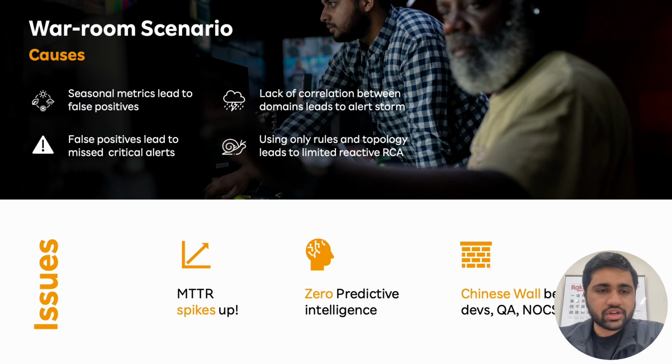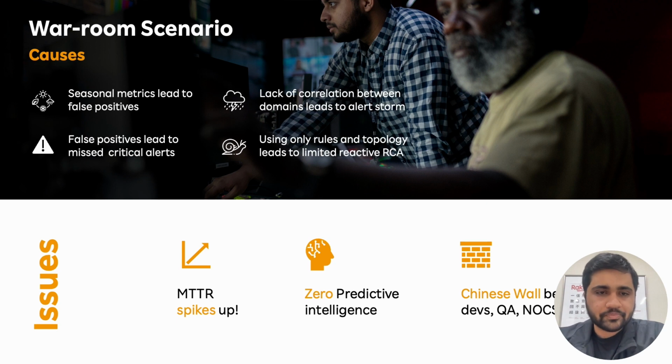Thirdly, the lack of correlation between domains leads to an alert storm. So if there are, say, two metrics which are either positively correlated or negatively correlated, you're not going to be able to see that correlation in traditional AIOps tools or observability tools. And because of that, you'll see an alert storm as well. For example, if the RAM usage is going up and the response time is going up with it, that's going to be normal. That can be made into just one alert. But instead of that, you're going to get 2 alerts, 3 alerts, 4 alerts, or however many other correlated alerts and metrics there are.